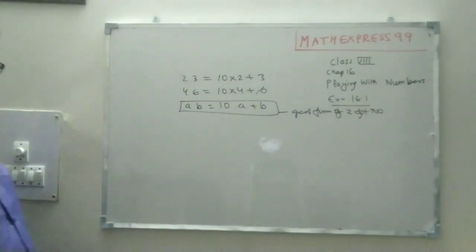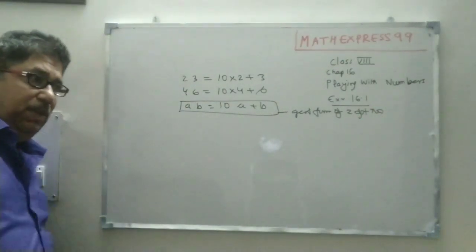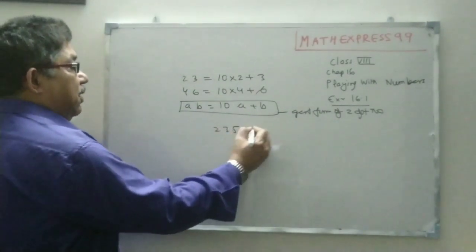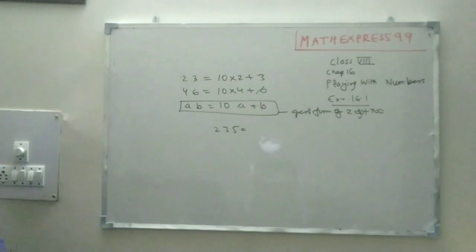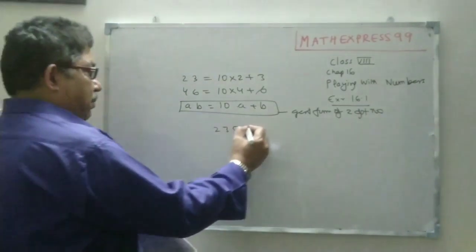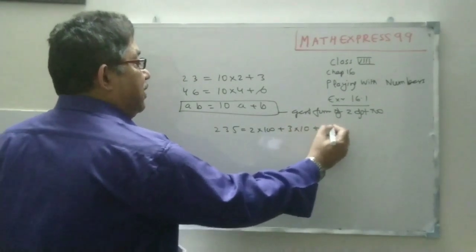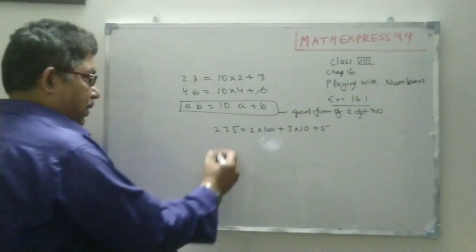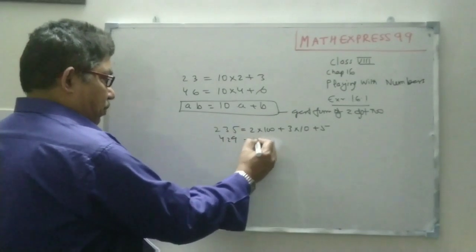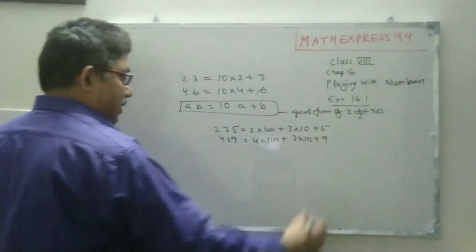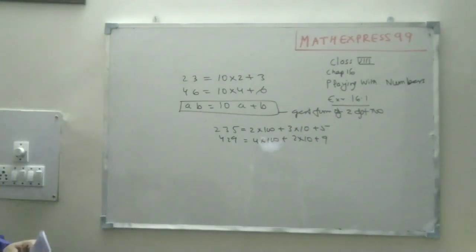Now, same way, can we have a general form of a three-digit number? Yes, it is possible. Suppose we have a number 235. How do we write 235 in expanded form? 2 into 100 plus 3 into 10 plus 5. And 429 is 4 into 100 plus 2 into 10 plus 9. This is how we used to write it.